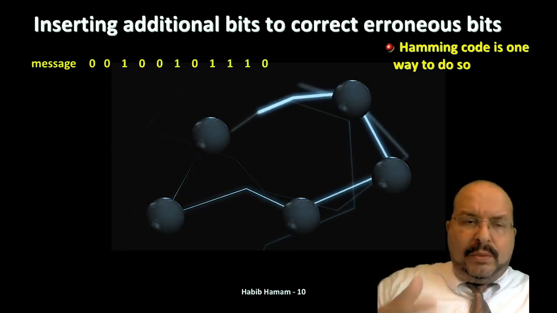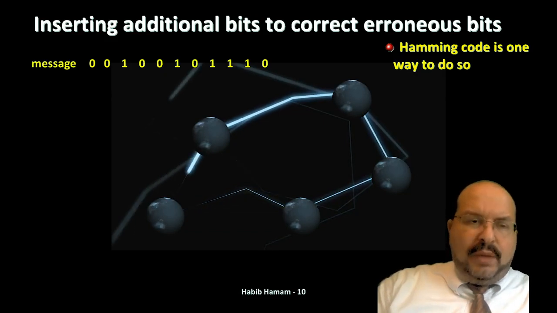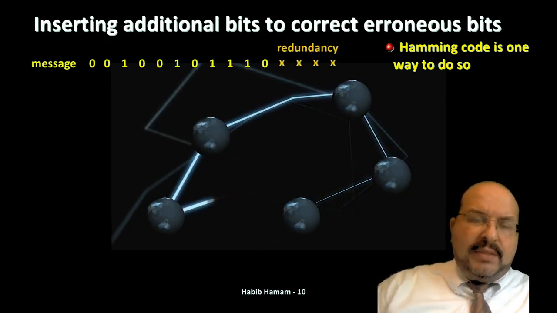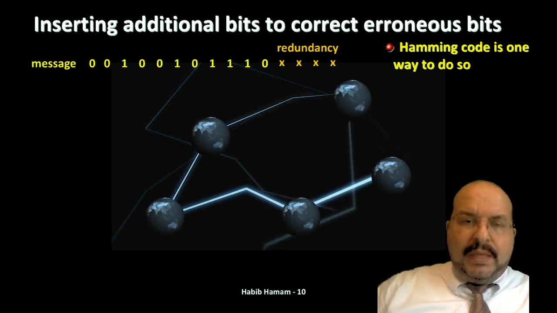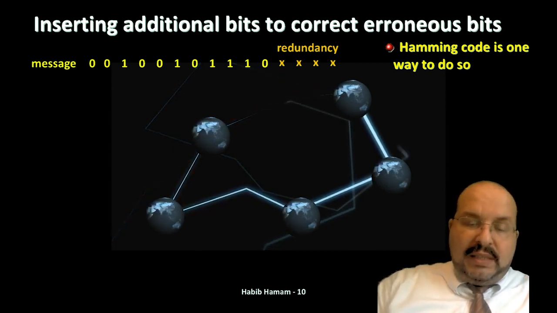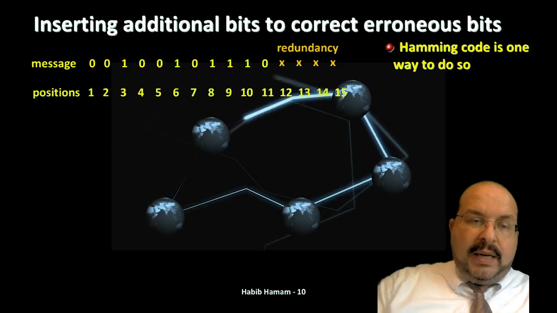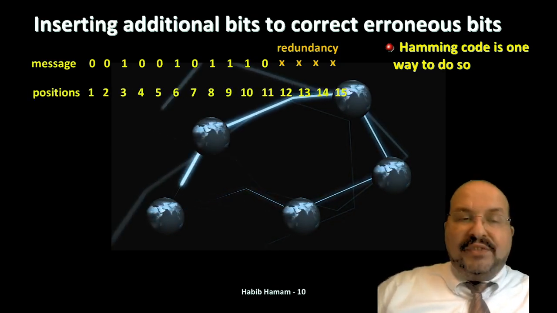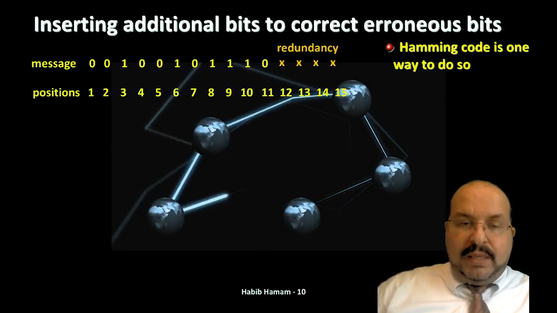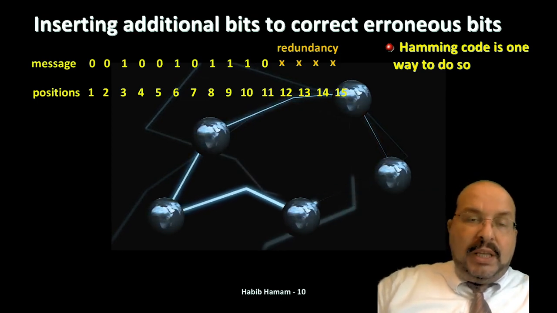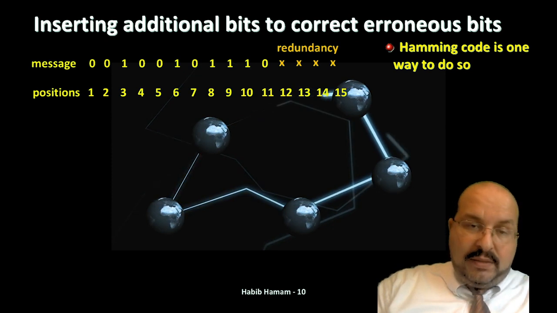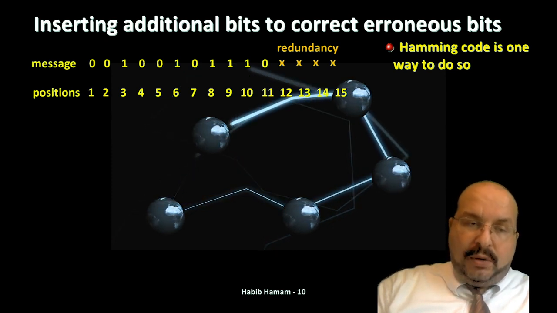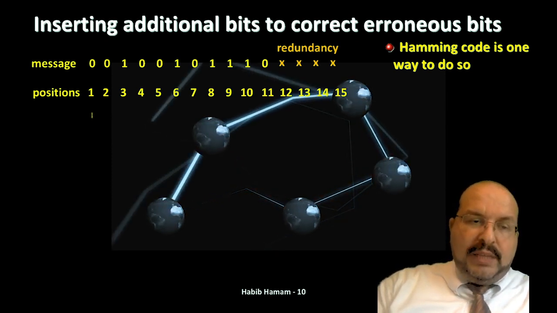For example, we take the same signal, which is the following: 11 bits, and we add 4 bits, and we call this redundancy. Now we have 15 bits, and we'll put the information bits and the redundancy bits together, but in a special order. We'll do it now together.